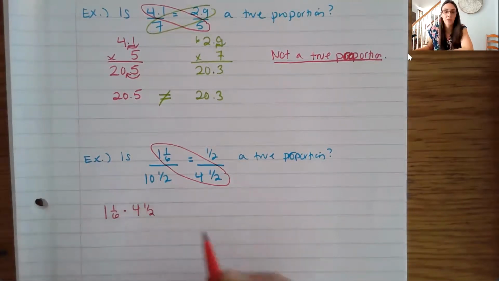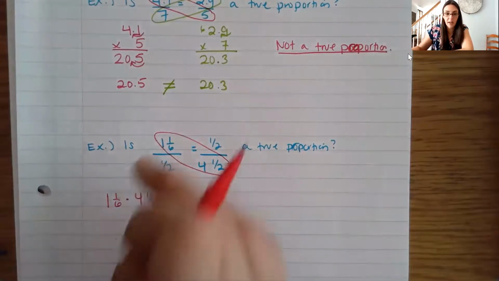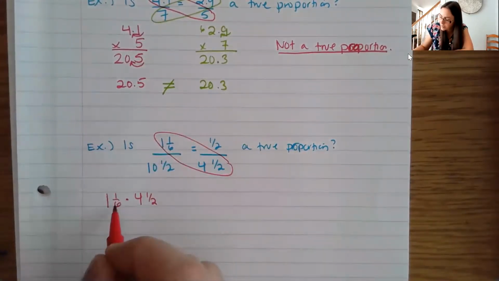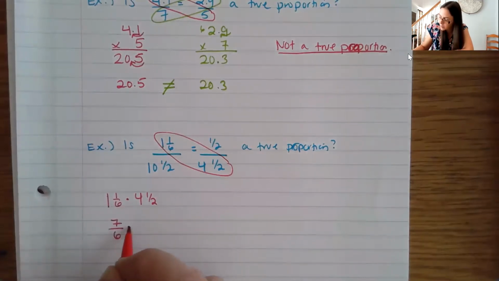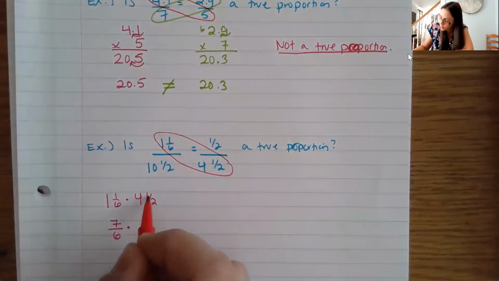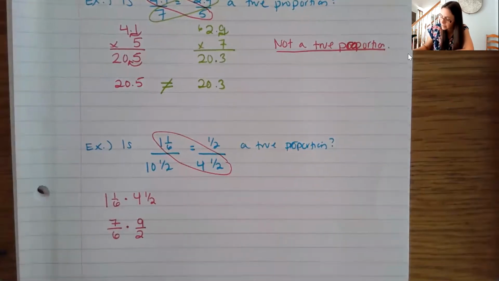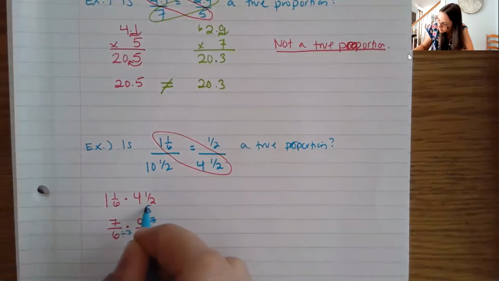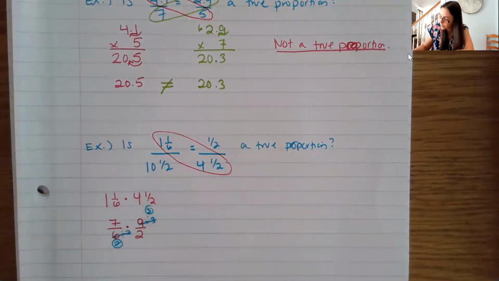I do have to change these over to improper fractions. Whether you want to do it beforehand or after you've cross multiplied is fine. So here I have 6 times 1 is 6 plus 1 is 7. So I have 7/6 times, and then 2 times 4 is 8 plus 1 is 9. So 9/2. Let's see, I'm going to do a little bit of simplifying first because this can both be divided by 3. So I have 7 times 3 is 21, and then 2 times 2 is 4.